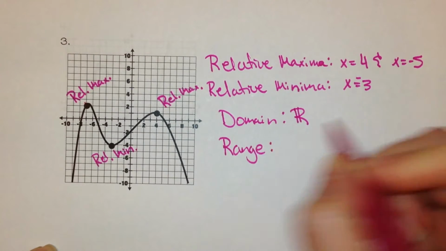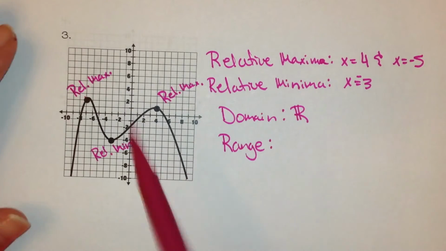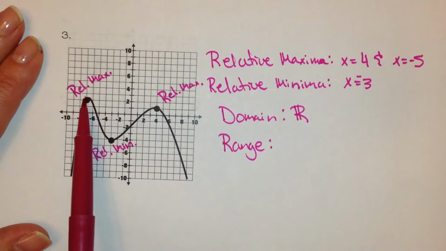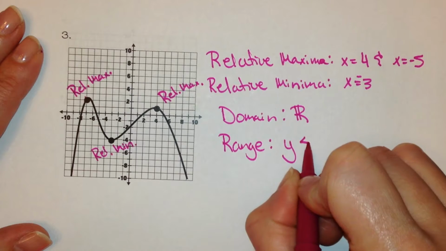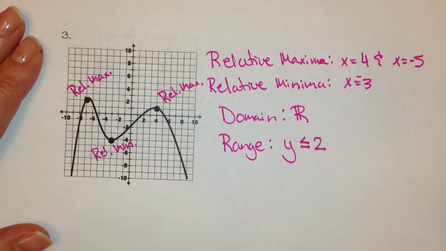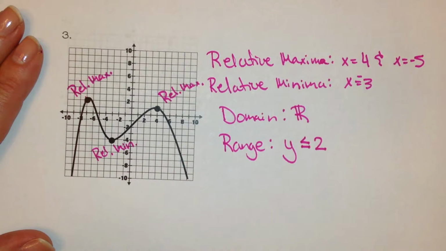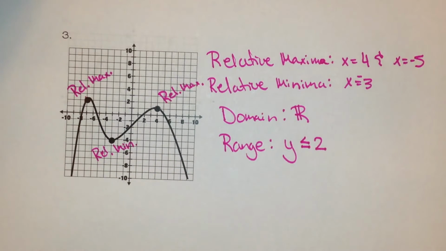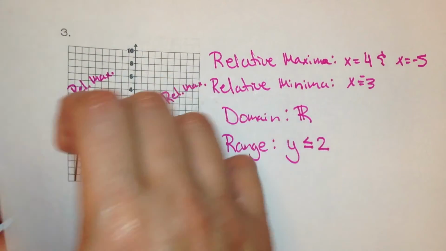Range. Okay, so this is where I can see my graph is going to keep going down on both sides. I know my largest y value is where y is 2. My graph's never going to get above that. So y is always going to be less than or equal to 2. Remember, if it was dotted, it'd just be less than, but because it includes the point, it is or equal to. All right, so that was relative or local maxima and minima. So now we're going to look at absolute maxima and minima.